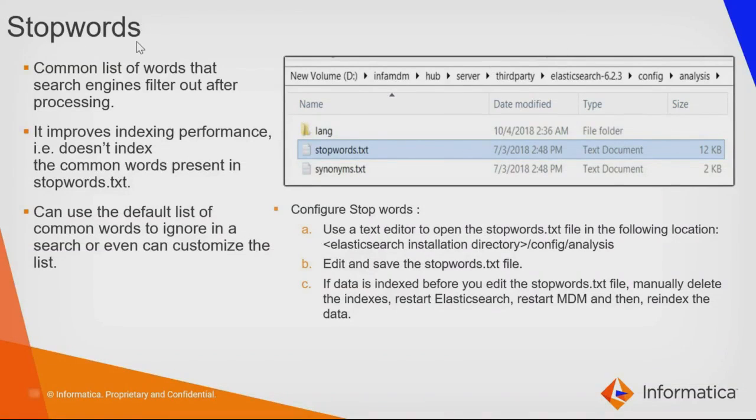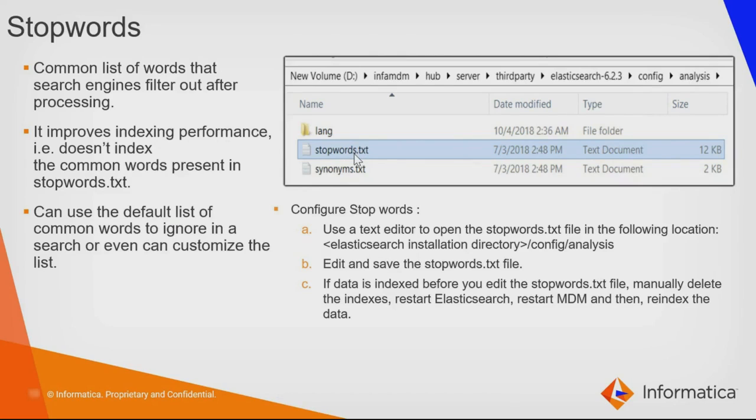Next we have stopwords. Stopwords are a global set of words, almost in the range of 1200 to 1300 words, which the search engine filters out during processing. Okay. It improves index performance because it does not need to index the words present in the stopwords file. These are almost the default set of list. But if we want to customize, we can go to this particular path under the analysis folder, where we will be able to retrieve the stopwords file.